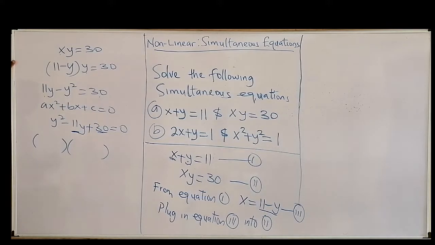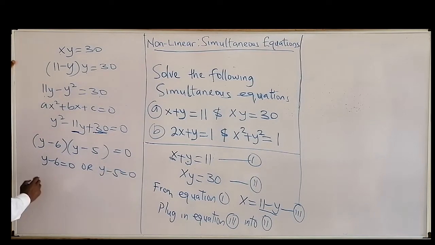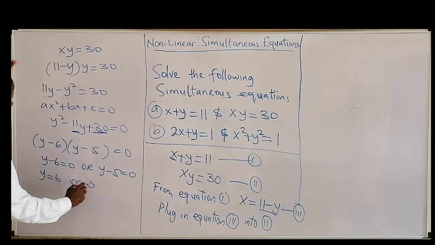What are the two factors of 30? 15 and 2 cannot give us 11. 6 and 5, that's good, 6 and 5 will give us 11. So that'll be minus 6 and minus 5, and when you multiply minus 6 times minus 5, you get plus 30. So that will be y minus 6 times y minus 5 equal to 0. This implies y minus 6 equal to 0, or y minus 5 equal to 0. So y is equal to 6 or 5.